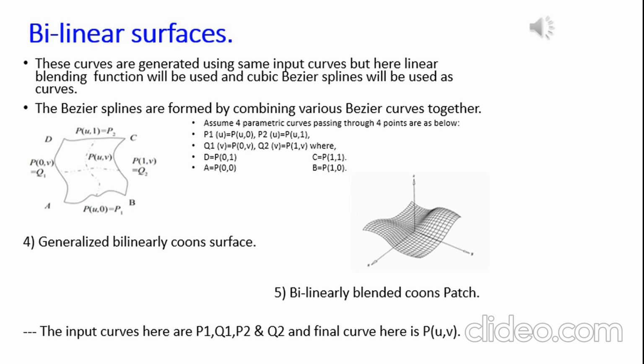And the curves P1, P2, Q1 and Q2 are between two points. The curve P1 is between points A and B, the curve P2 is between points C and D, while the curves Q1 and Q2 are between points A and D and points B and C respectively. And the final curve would be the P of UV in the center, that will represent our cone's surface, carried by these four above mentioned curves.